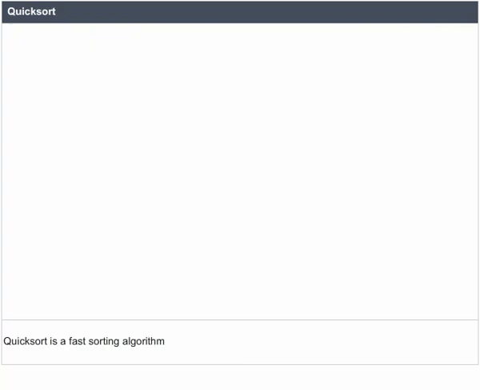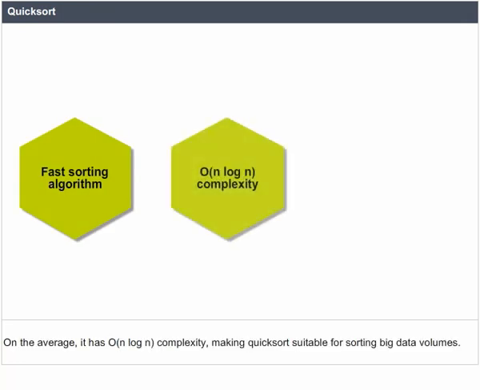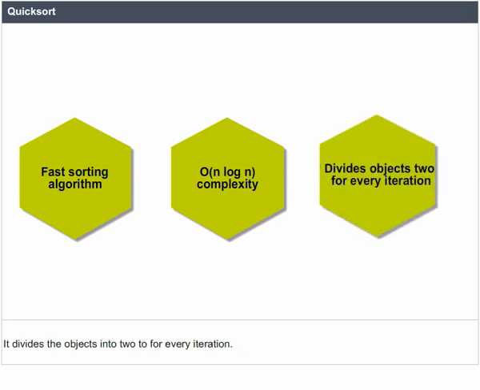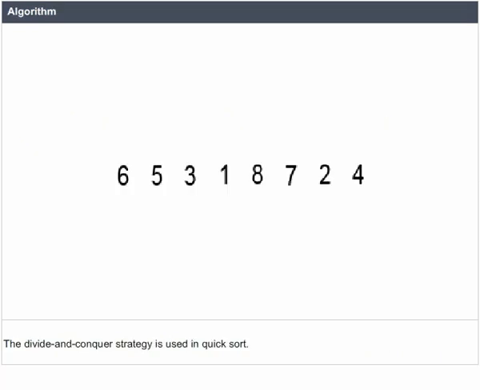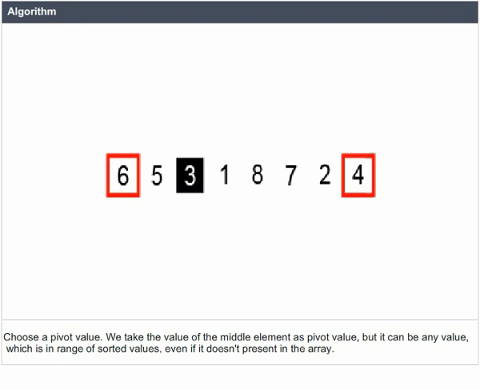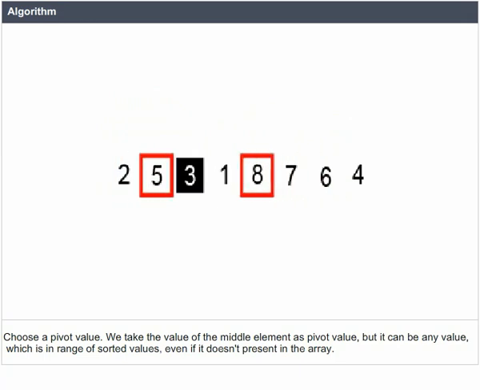Quicksort. Quicksort is a fast sorting algorithm. On average, it has O of n log n complexity, making quicksort suitable for sorting big data volumes. It divides the objects into 2 parts for every iteration. Algorithm. The divide and conquer strategy is used in quicksort. Choose a pivot value. We take the value of the middle element as a pivot value, but it can be any value which is in the range of sorted values, even if it isn't present in the array.